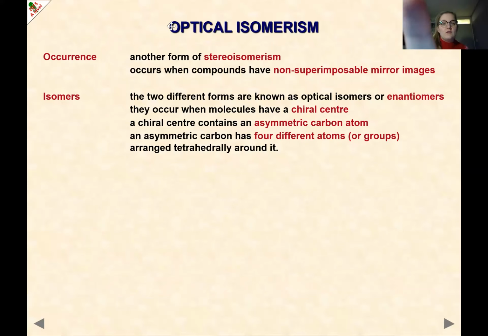So we started looking at optical isomerism last time. Basically, we just said it was a different form of stereoisomerism. It occurs when compounds have no superimposable mirror images.